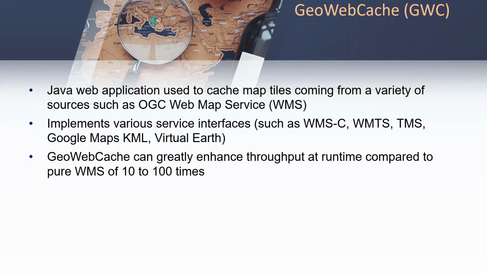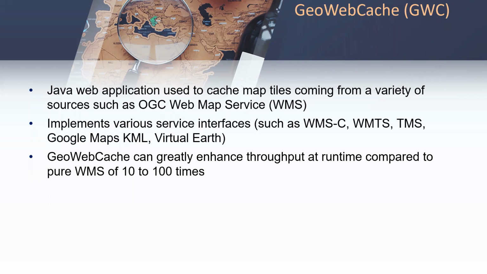So this is a Java web application that is used to cache map tiles coming from a variety of sources. And some of these sources include the OGC web map service, okay? It implements various service interfaces such as WMS-C, WMTS for tiling, TMS, which stands for Tiling Map Service, Google Map KML. You remember we talked about the KML, Keyhole Markup Language, and also something else called the Virtual Earth. So it can greatly enhance the throughput.